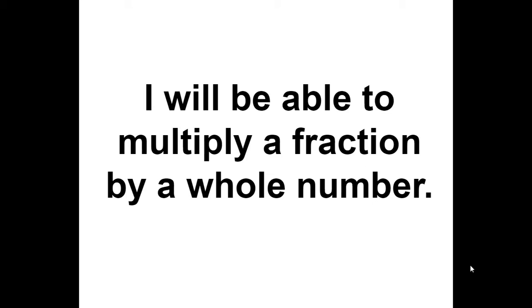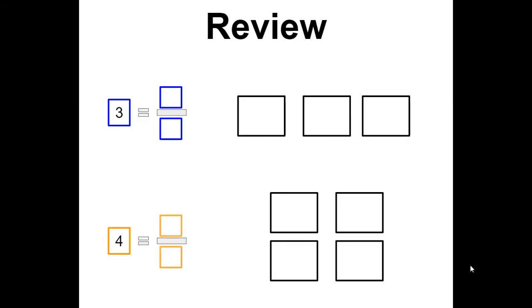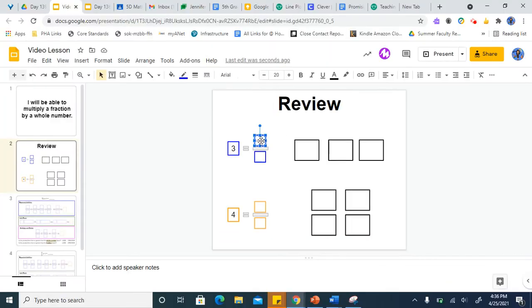Today we'll be learning how to multiply a fraction by a whole number. Let's do a quick review. We want to rewrite 3 wholes as a fraction. We can look at the visual model to the right. We see there are 3 wholes. Since there are 3 parts in all, our numerator is going to be 3.